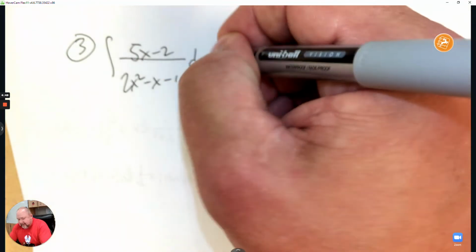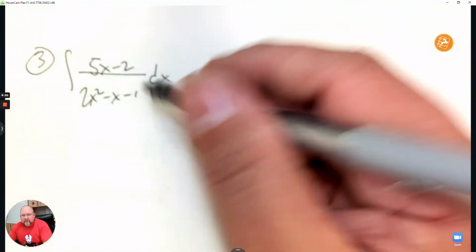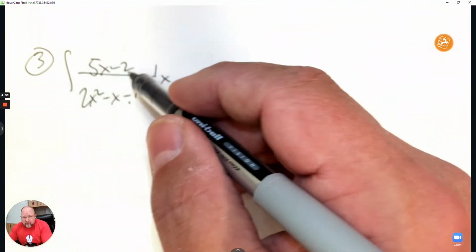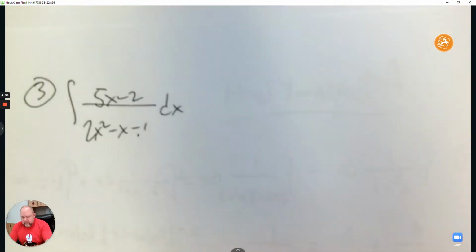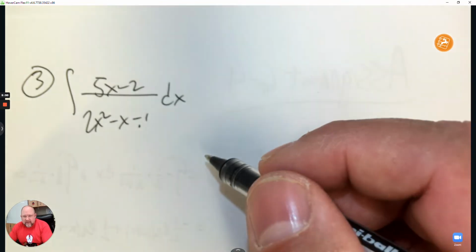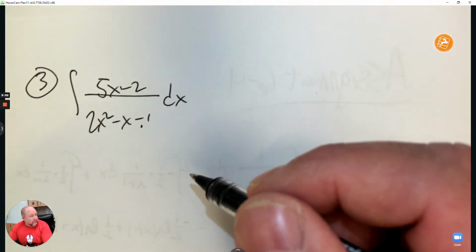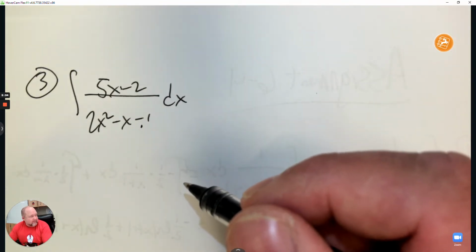Again, the first thing I look at, if I take the derivative of the denominator, does it match the numerator? And it's close. It's 4x subtract 1. There's no common factor to make it match exactly, so instead I am going to factor this.